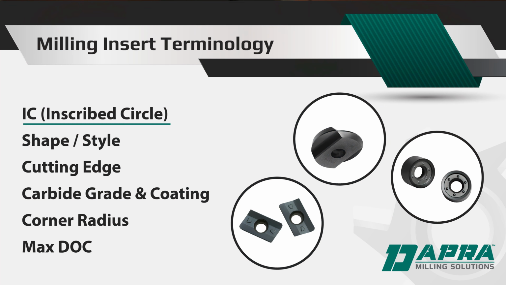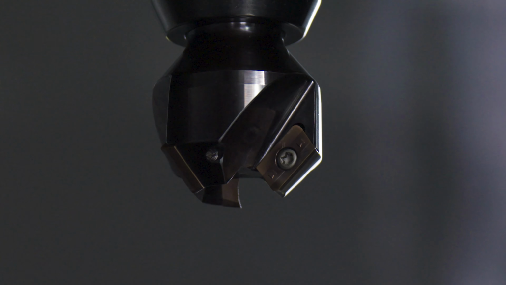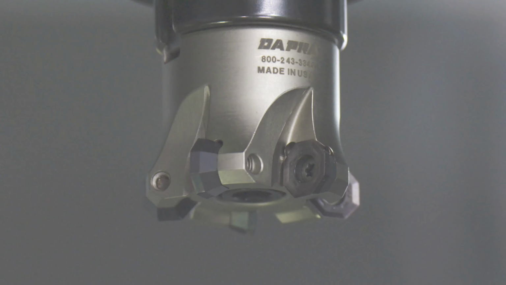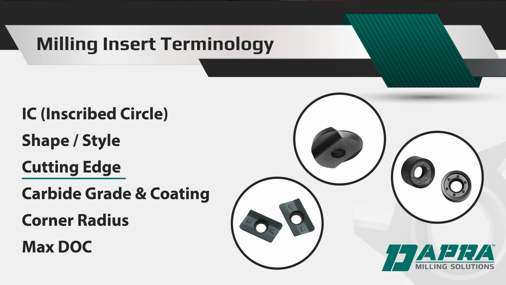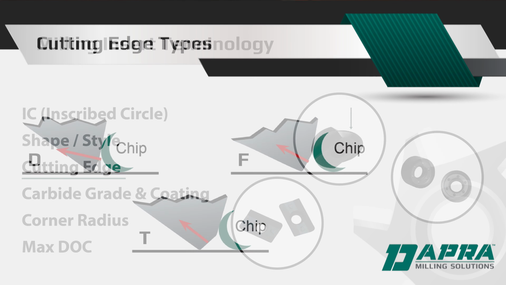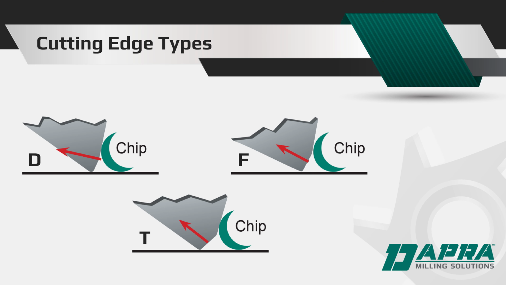Now let's look at the carbide inserts themselves. As mentioned in the last slide, the IC is the inscribed circle that can be drawn inside of a carbide insert, identifying its size. The shape or style of the insert describes its geometry, such as parallelogram, octagon, round, and so on. The cutting edge is the point that enters the material being machined and can be strong, sharp, or a combination of the two.